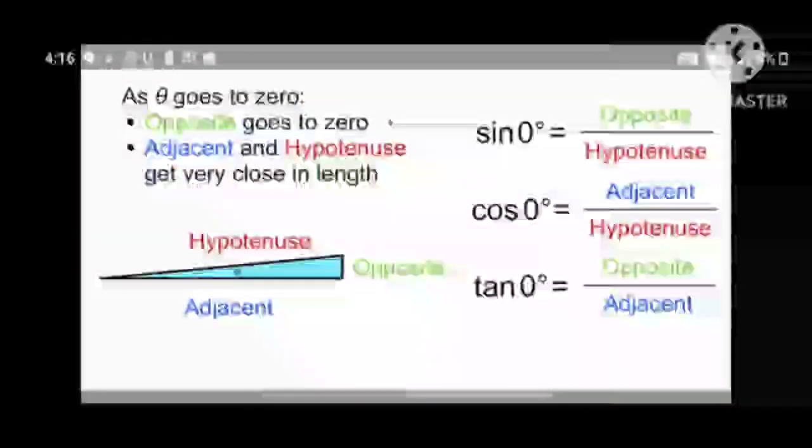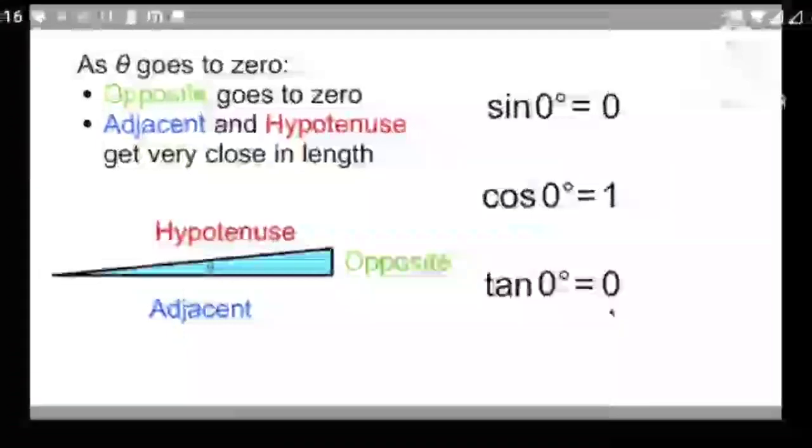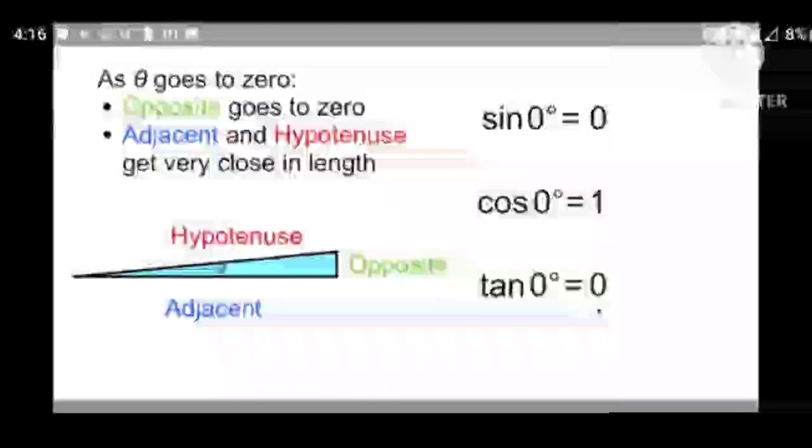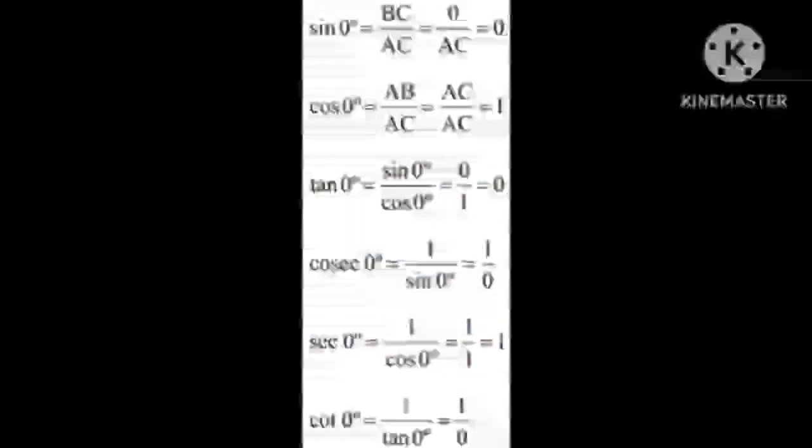Next, move on to trigonometric ratios of 0 degree and 90 degree. Let us see what happens to the trigonometric ratios of angle A if it is made smaller and smaller in the right triangle ABC. We have sin 0 degree equals 0, cos 0 degree equals 1, tan 0 degree equals 0, cosecant 0 degree is not defined, secant 0 degree equals 1, and cot 0 degree equals 1 upon 0, that is not defined.